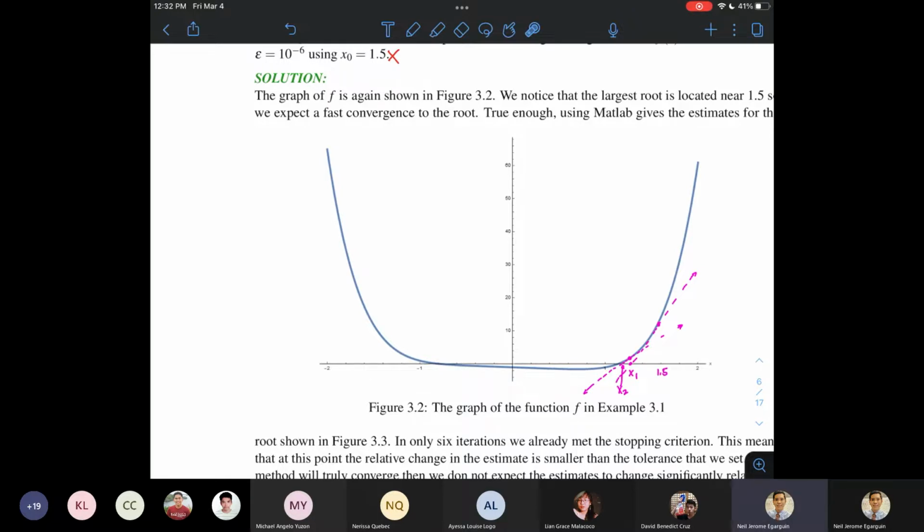Yun yung price to pay for the fast convergence. Yung interval-based methods, mabagal nga sila, pero lagi sila nagko-converge. Pero itong Newton Raphson, napakabilis niya, pero may chance na hindi siya mag-converge. So yun yung drawback. So what we'll try to do is to investigate when will the Newton Raphson method converge para magkaroon tayo ng idea paano pumili ng mga x sub zeros. Okay? Paano natin pipiliin yung initial guess.